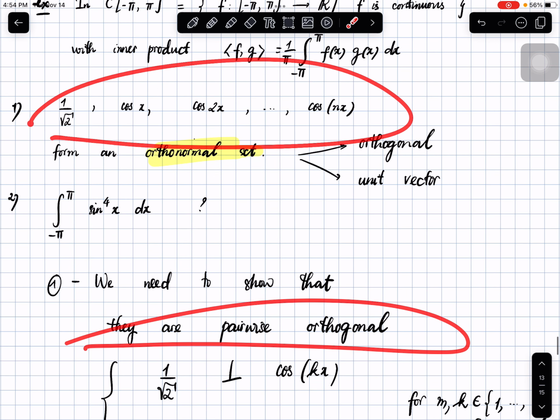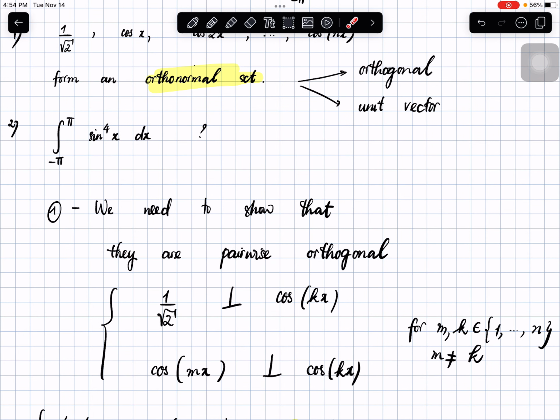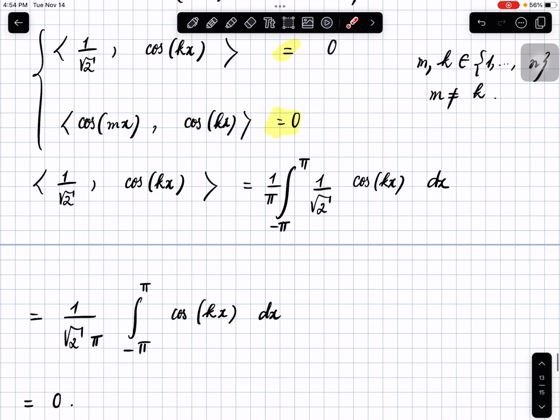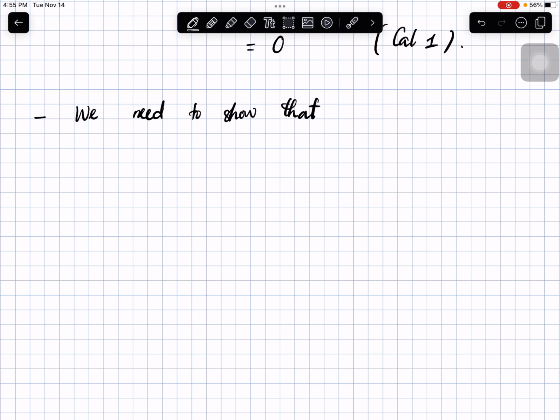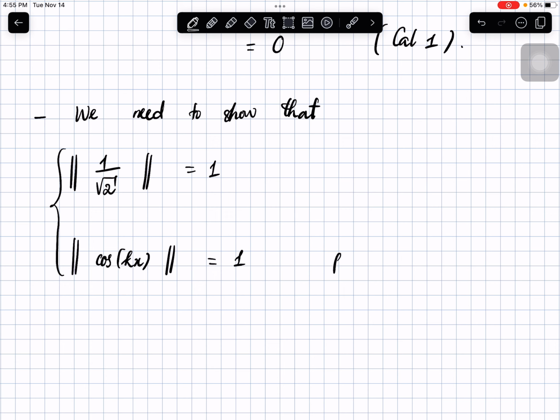We are given this set. They are pairwise orthogonal. Now we need to compute the norm of each function to see that the norm is indeed 1. Step 2, we need to show that the norm of 1/√2 is 1, and the norm of cos kx is also 1 for k from 1 to n.